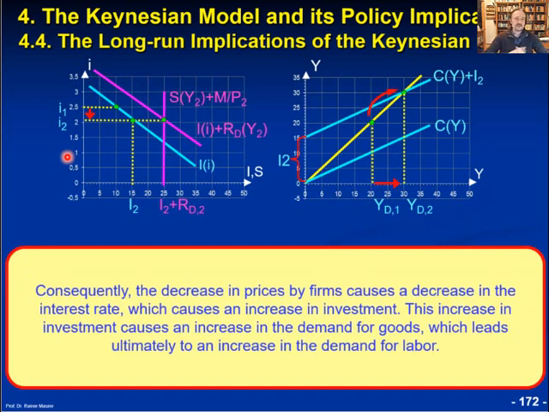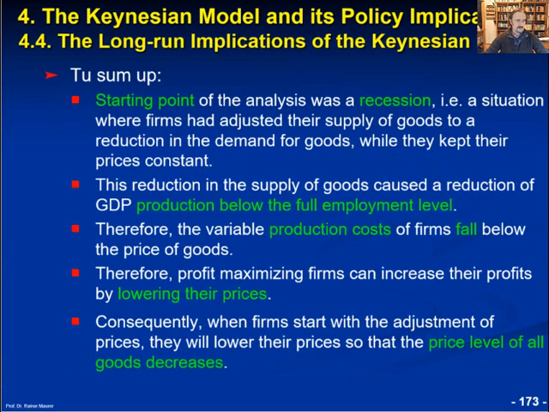Consequently, the decrease in prices by firms causes a decrease in the interest rate, which causes an increase in investment, and this increase in investment causes in return an increase in the demand for goods, which leads ultimately to an increase in the demand for labor, such that Keynesian unemployment disappears. Let me again sum up this adjustment process verbally.